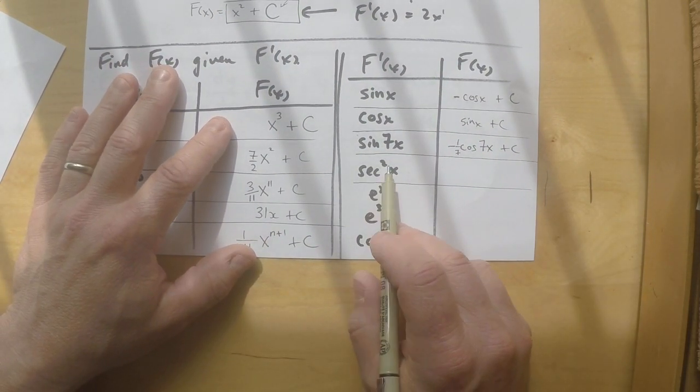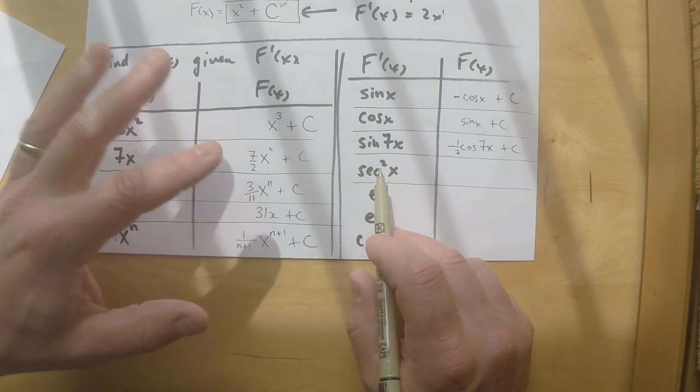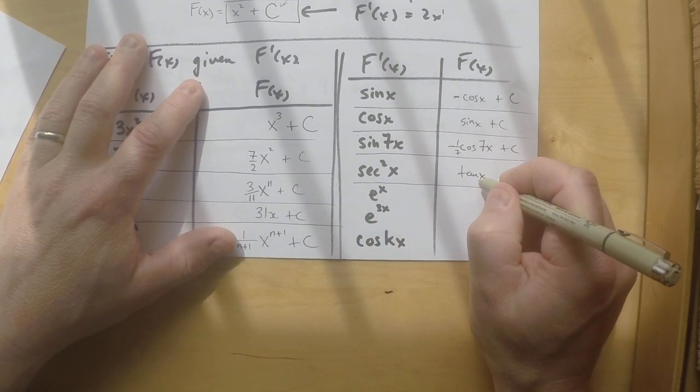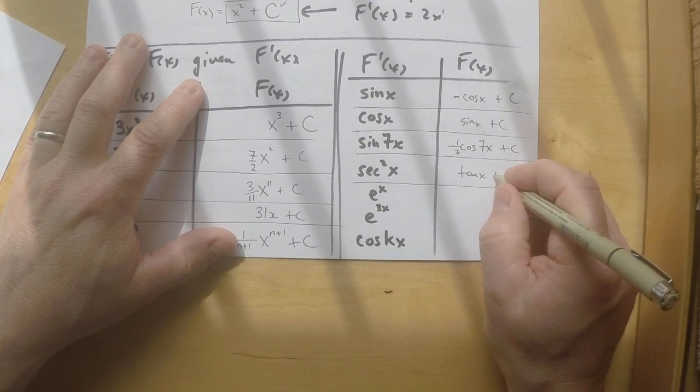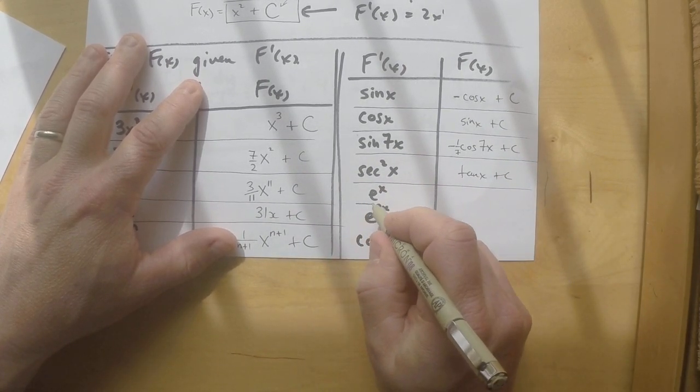What's the antiderivative of secant squared? What function's derivative is secant squared? Well, using your knowledge of derivatives, you know that the derivative of tan is secant squared. So the antiderivative of secant squared is tan.